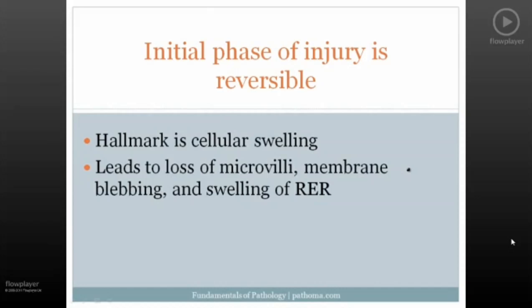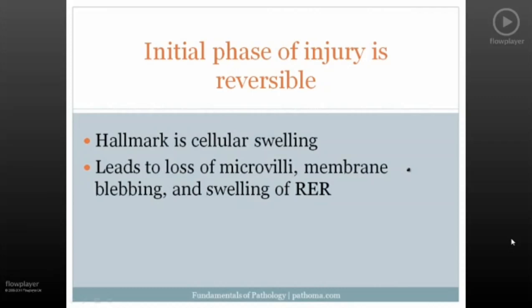The initial phase of injury, as I state here, is reversible. And what I'd like you to know is that if you had to summarize reversible injury in 2 words, you would summarize it as cellular swelling. This is the hallmark of reversible injury. Now, let's just understand that. Again, if the sodium-potassium pump fails, then sodium will build up within the cell, and as sodium builds up within the cell, water is going to follow, which is then going to result in swelling of the actual cell.